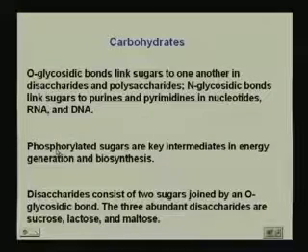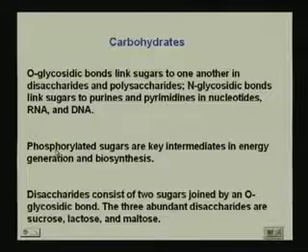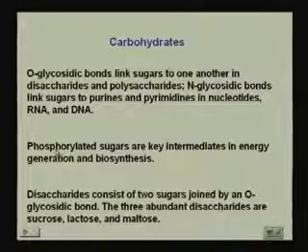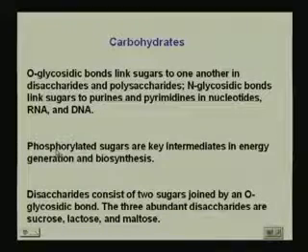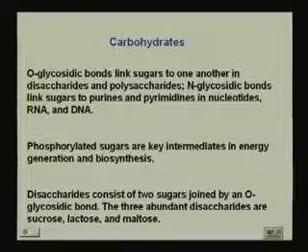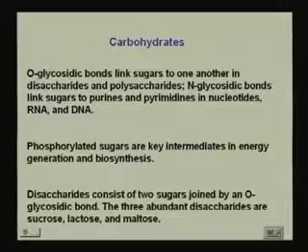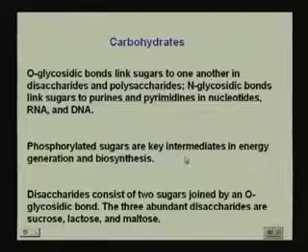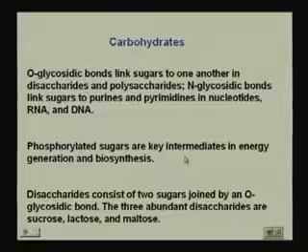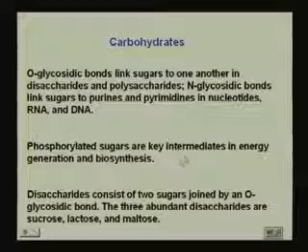Another important part is phosphorylated sugars. What does that mean? It means that when you have a ribose sugar, you can have a phosphate attached to it, which we will see when we consider adenosine triphosphate, where we have phosphorylated sugars that are key intermediates in energy generation and biosynthesis.